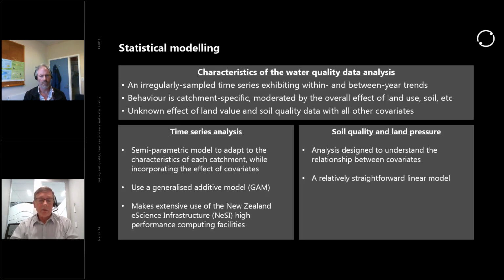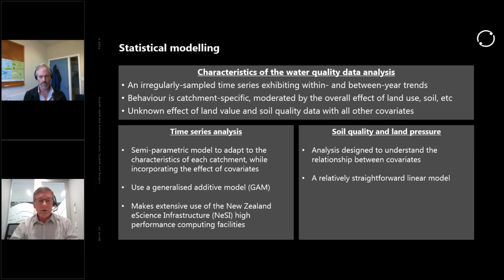Okay, and the next slide. So the characteristics of the water quality data are that it's essentially an irregularly sampled time series, and it has both seasonal and long-term behaviour. Sometimes the long-term behaviour is secular and increasing, sometimes it increases and decreases, and sometimes there's no obvious variation at all. So the behaviour tends to be catchment specific and obviously moderated by the overall effect of land use, soil and land value, etc. So we don't have a good idea of the effect of land value and soil quality data in association with all the other covariates. It's the combined effect that we want to try and untangle.